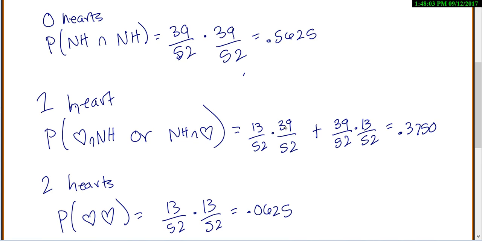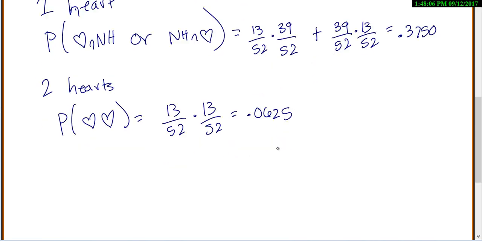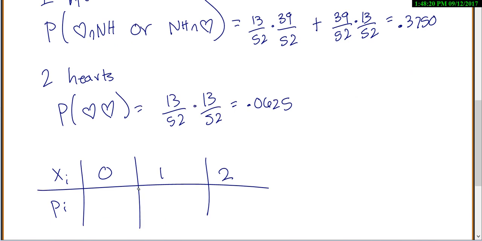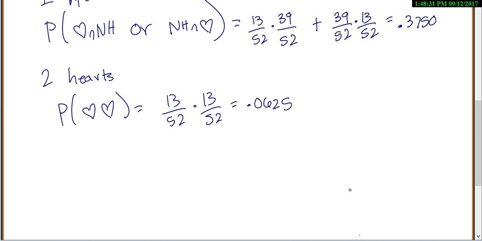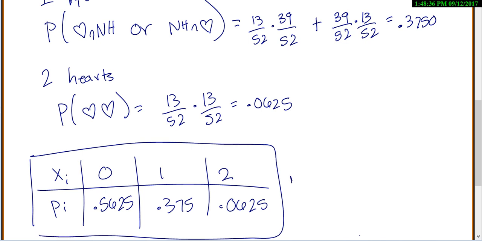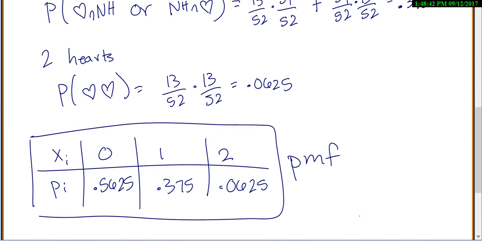So now that we found all of these probabilities, we can put them in our PMF. Our book uses the notation xi and pi for each x value and each probability. Again, we can get 0 hearts, 1 heart, or 2 hearts. The probability of 0 hearts we found is 0.5625, 1 heart is 0.375, and 2 hearts is 0.0625. So that is your PMF. If it's a discrete function with just a few values, 0, 1, 2, we call it a PMF.